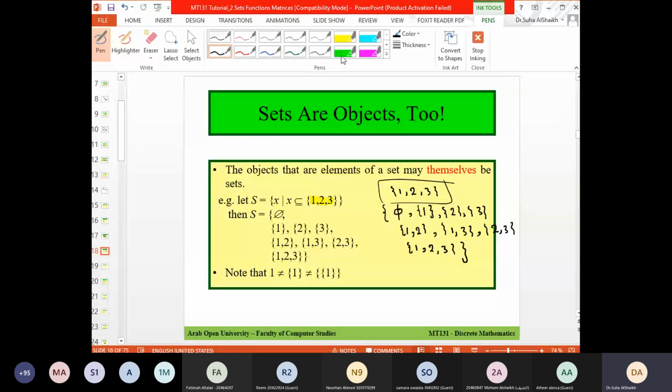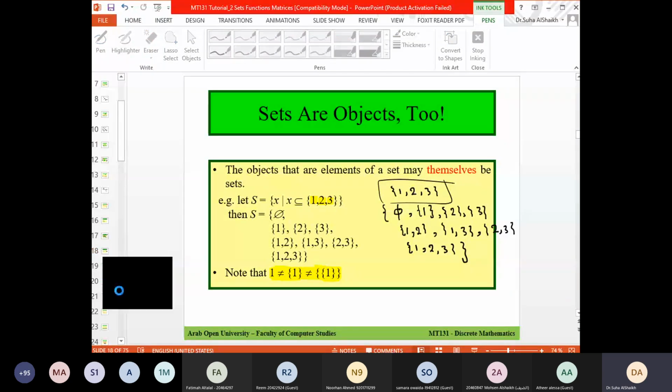You have to be careful. When we say 1, it is not the same as the set that contains 1. You have to be careful.